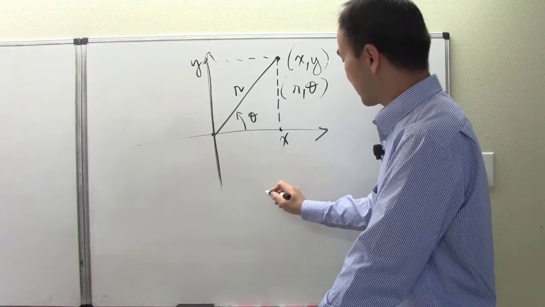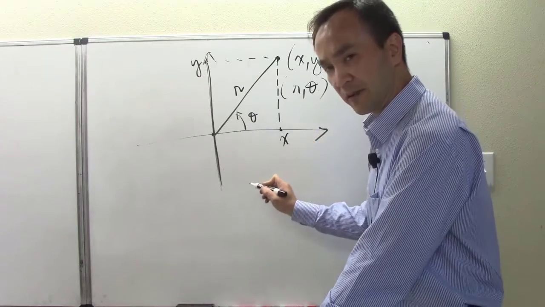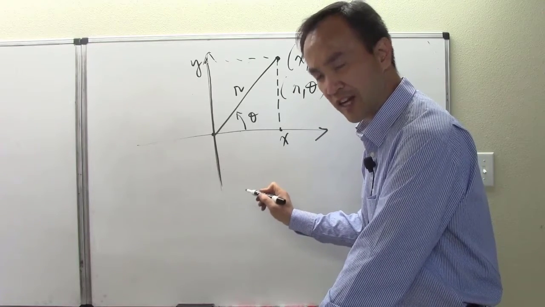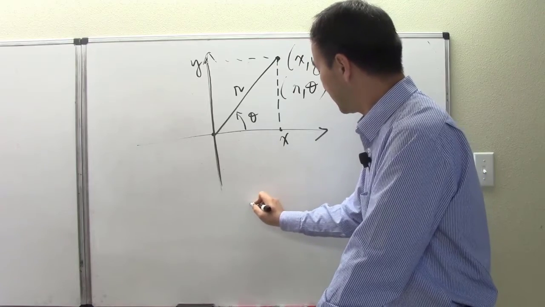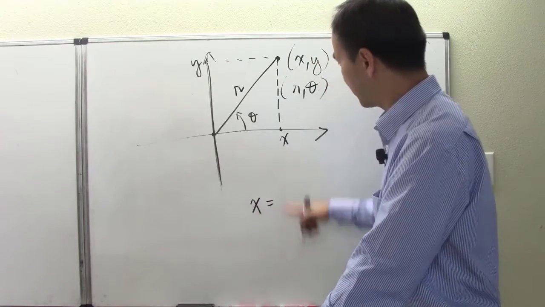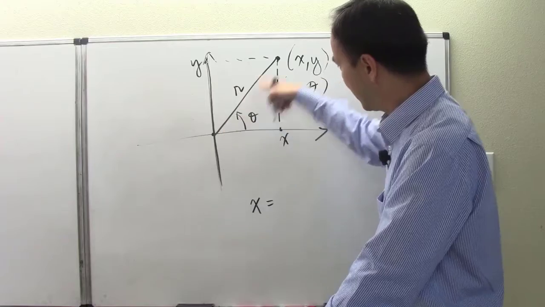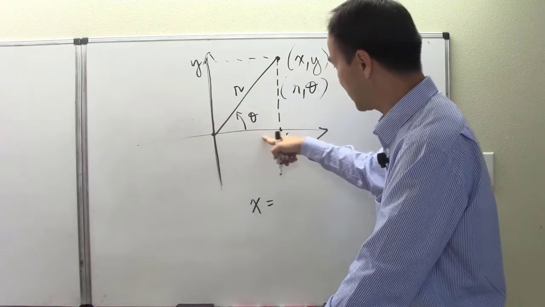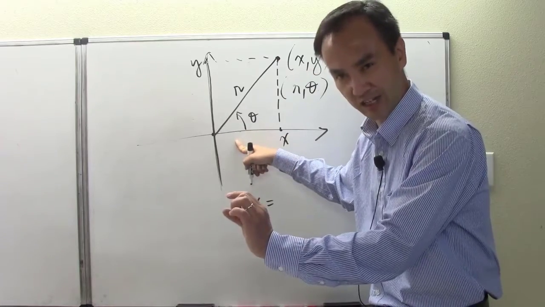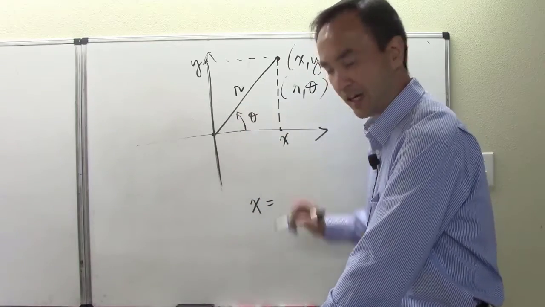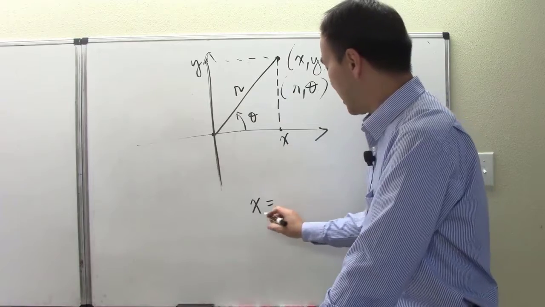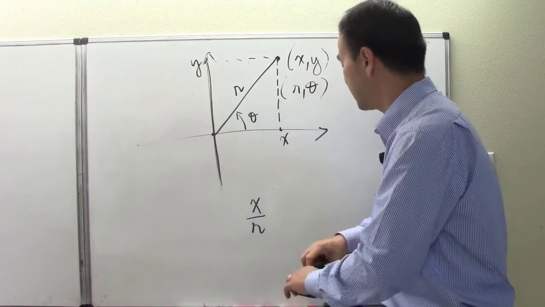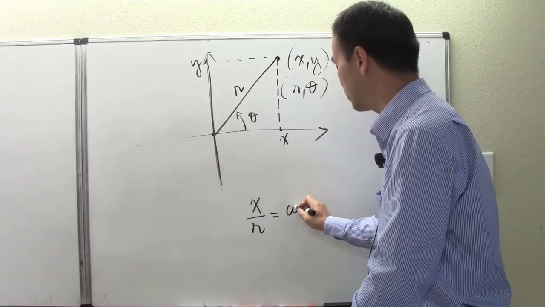So now you can see that from our trigonometry understanding, the x coordinate right here in this triangle, if the angle theta is here, is the adjacent side relative to that angle theta. So in that way, x over the radius r, from our understanding in trigonometry, will equal cosine of theta.